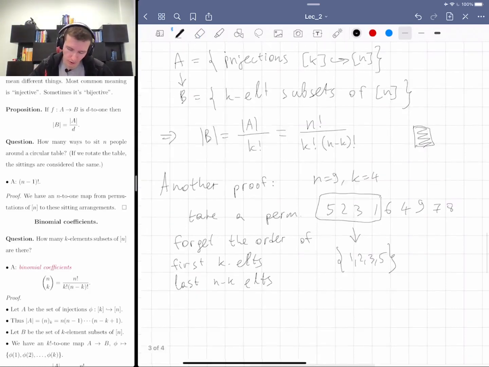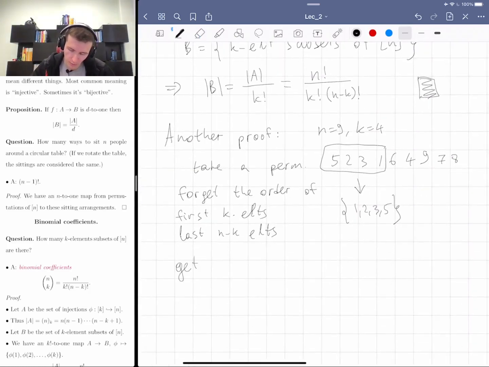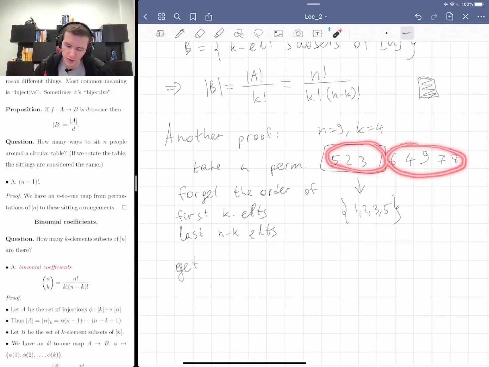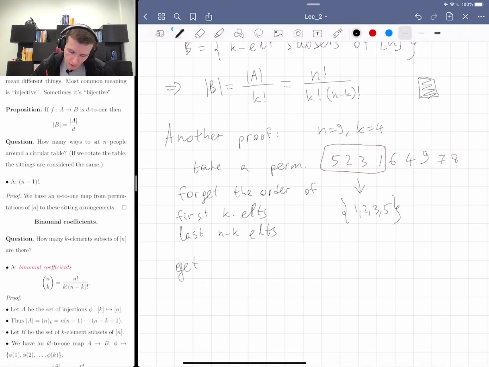And so this way, because you have to forget the order here and also the order of the remaining elements, you get a k factorial times n minus k factorial to 1 map from the set of permutations to the set of k-element sets. Okay, and then you divide and you get the same answer.